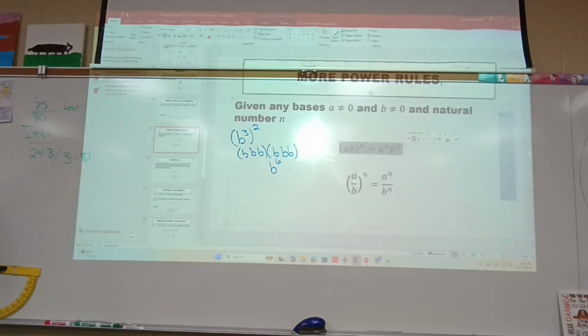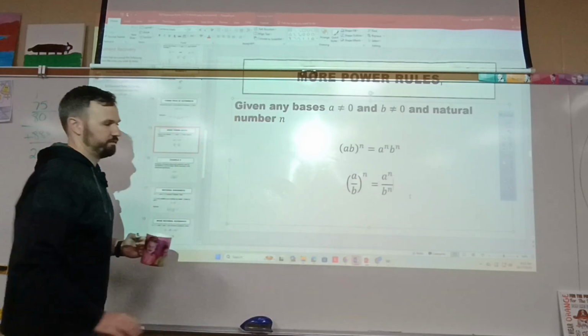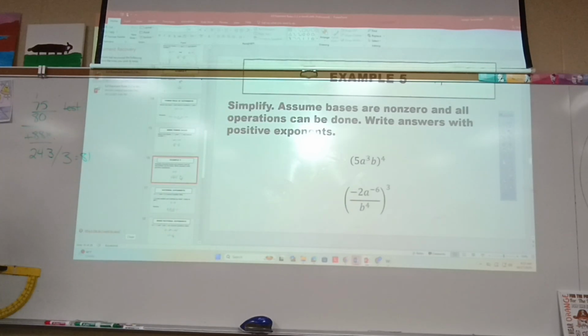We talked about this one briefly, but when you take something to a power and it's in parentheses, that power goes to everything in the parentheses. Sometimes that's easier to do than the whole group. Same thing if they're a fraction: both numbers get hit by the exponent. Best way to do that is with an example.